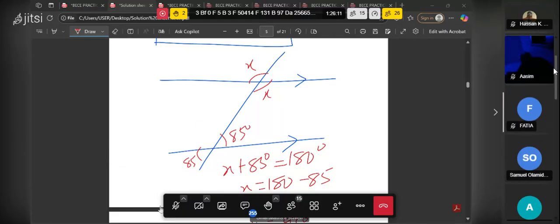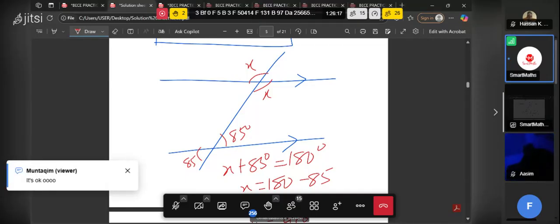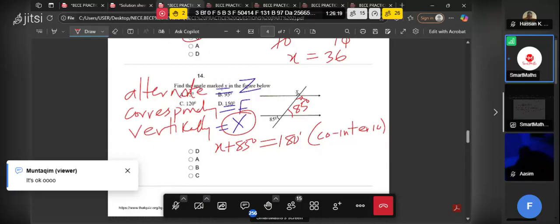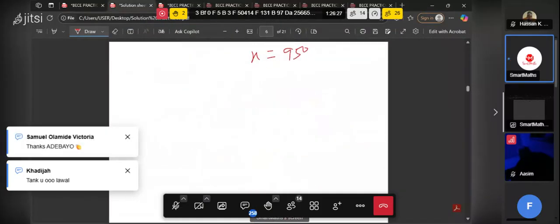Then let's go back to this question. We are not done with it. I want to explain the other aspect that I mentioned here: alternate angles, corresponding angles, and vertically opposite angles. I have to explain that so that you'll be able to understand.